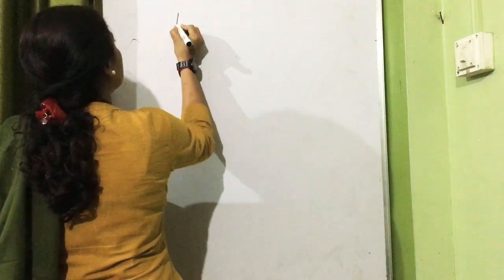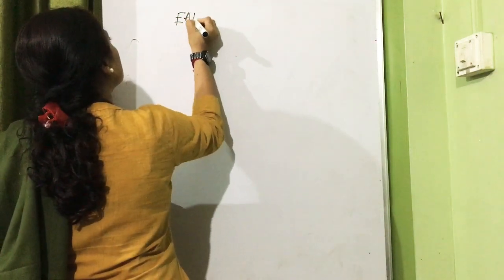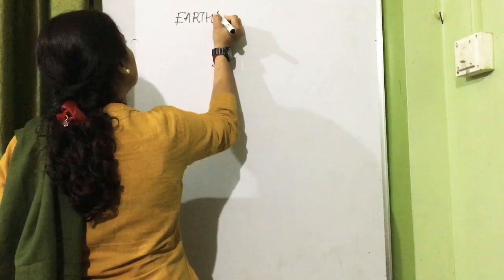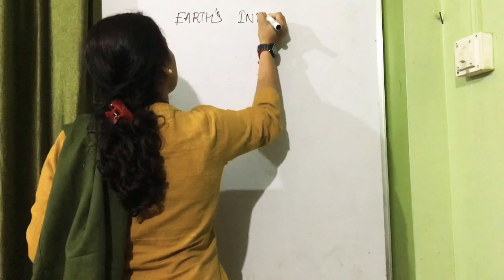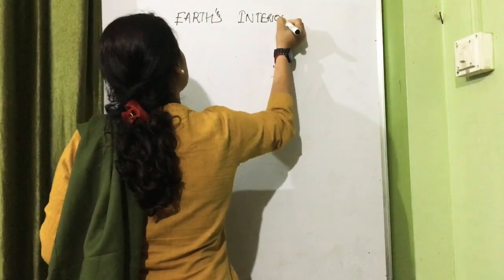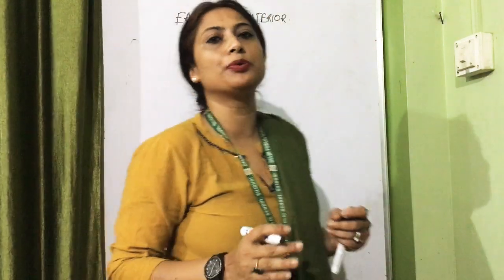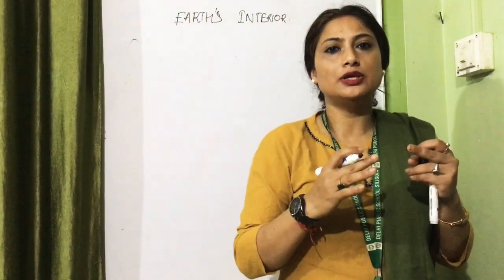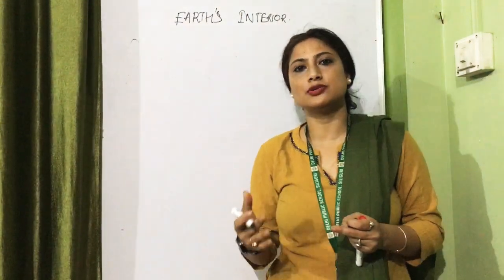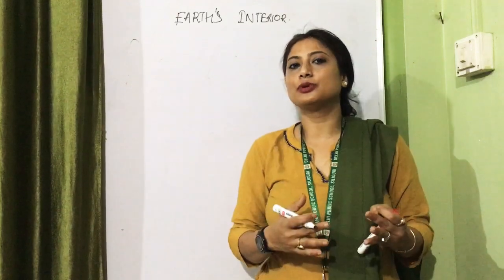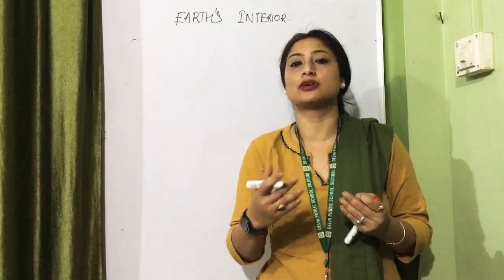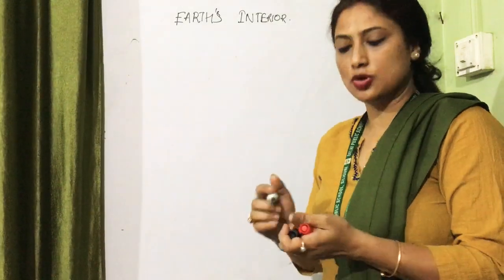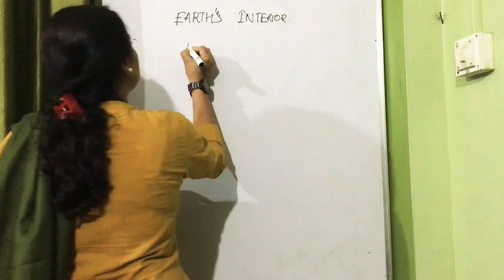We were doing chapter 3, that is Earth's interior. And we have already discussed the topic, what is a volcano. Why we need to study volcanoes, we discussed in the last class: because of volcanic eruption we come to know what is there below the surface of the earth or below the crust layer. So now we come to the next topic regarding volcano, that is the types.